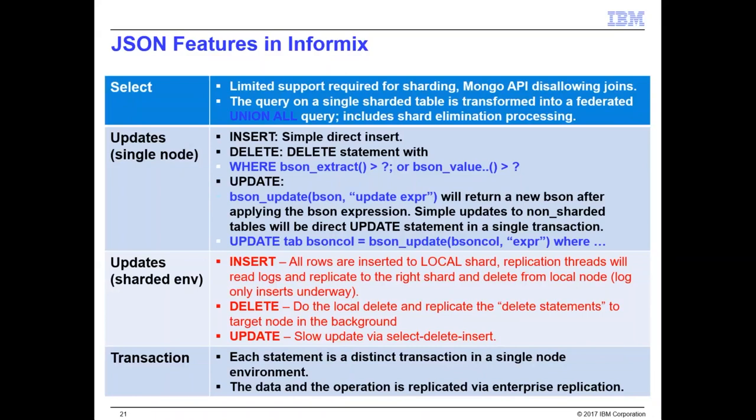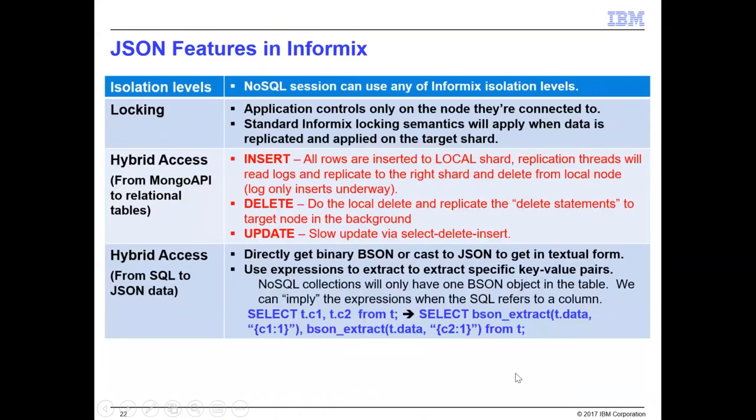Transactions, we support transactions, and each statement is a distinct transaction in a single node environment. The data and the operation are replicated via enterprise replication, and we will see some code samples of that in a few slides. For locking, applications control only the lock on the node that they're connected to. Standard Informix locking semantics will apply when data is replicated and applied in the target shard. We also support isolation levels. NoSQL can support any of the standard Informix isolation levels, any of them.